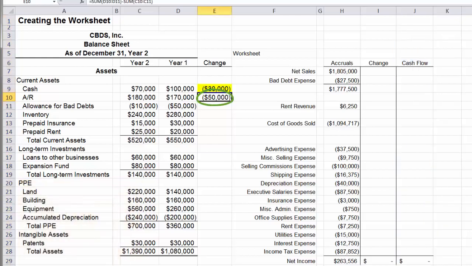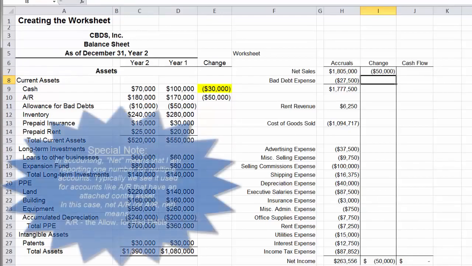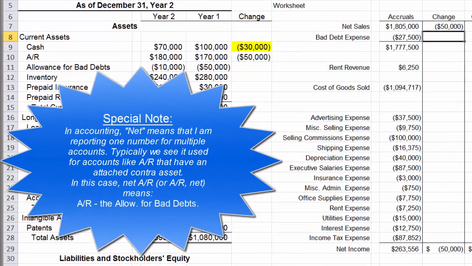Changing accounts receivable, it's a short-term or current asset, which means it does go into my operating section. It also makes sense because it's part of selling stuff to people. So it definitely goes in my operations worksheet, and it matches up with net sales. So I'm going to put this negative $50,000 right here in I-7. And again, you may want to make a note to yourself, that's the change in accounts receivable, net. All right, let's take a look at the next one.